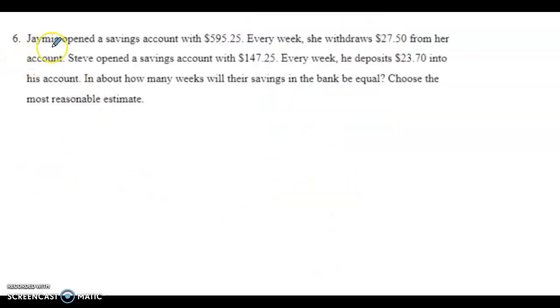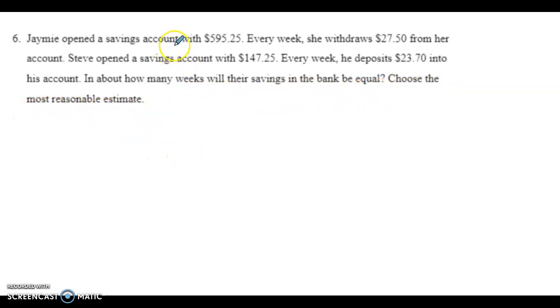Okay, Jamie opened a savings account with $595.25. Every week she withdraws $27.50 from her account. Steve opened a savings account with $174.25. Every week he deposits $23.70 into his account. In about how many weeks will their savings in the bank be equal? Choose the most reasonable estimate.